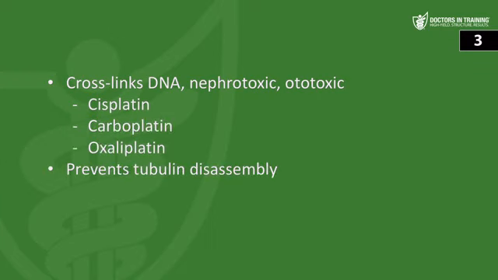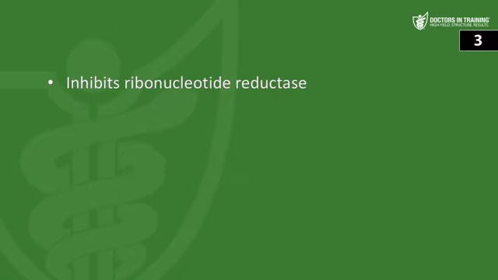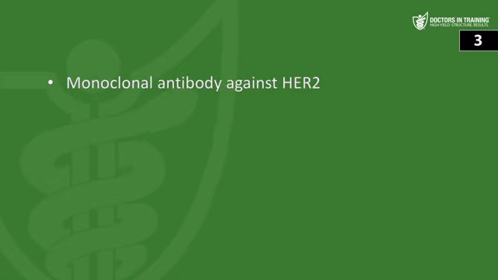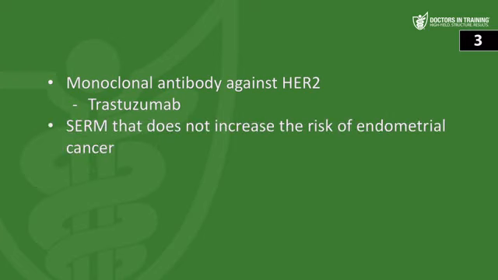Prevents tubulin disassembly is paclitaxel and the other taxols. Remember, taxes stabilize. They stabilize the microtubules. They prevent disassembly of microtubules. Inhibits ribonucleotide reductase is hydroxyurea. Inhibitor of the mutated tyrosine kinase produced by the Philadelphia chromosome, that's imatinib. Monoclonal antibody against HER2 is trastuzumab. And the SERM that does not increase the risk of endometrial cancer is raloxifene.